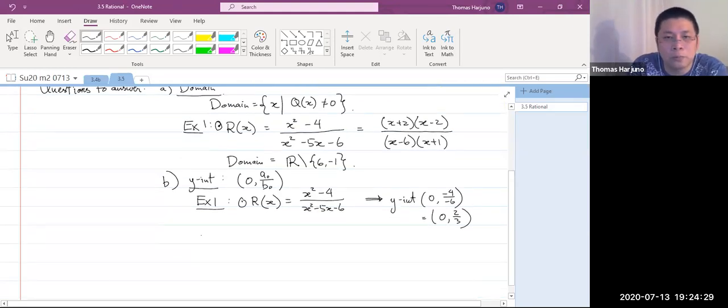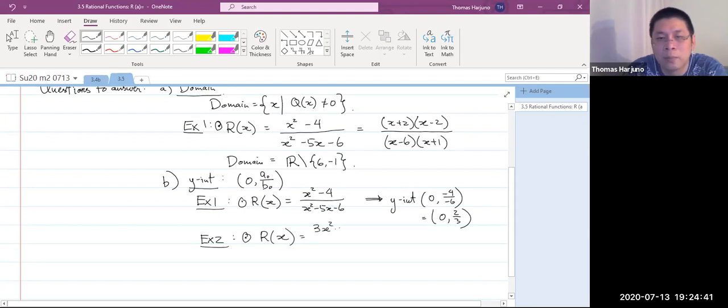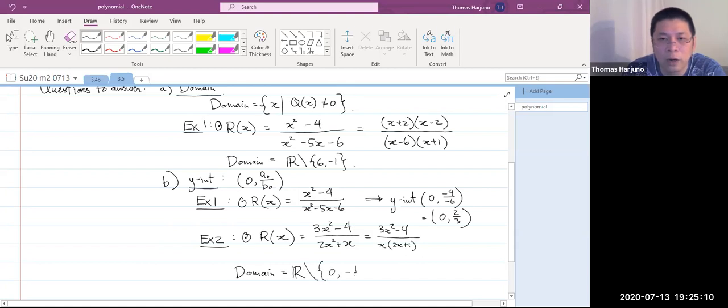Let's see example 2. Suppose I have a rational function 3x squared minus 4 over 2x squared plus x. You see that the domain here is all real numbers. Let me factor the one at the bottom at least. Take the x out, so I get x times 2x plus 1, right? So the domain is all real numbers except 0 and negative 1/2.